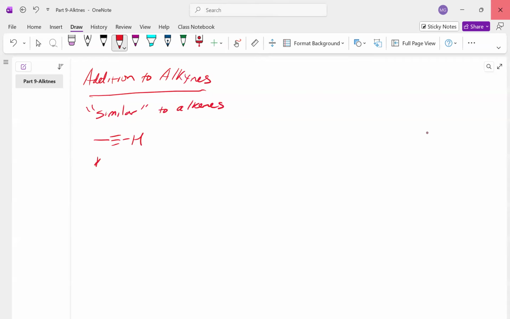If we have a terminal alkyne, we can follow Markovnikov's rule by adding a hydrogen to the least substituted carbon, and the halogen goes to the other one, just like if it were an alkene. Now, the big difference is we're only getting rid of one pi bond, so we still have an alkene. So there's two hydrogens on this carbon, and the halogen is over here. So again, we're following Markovnikov's rule.